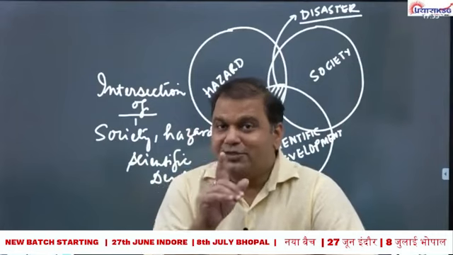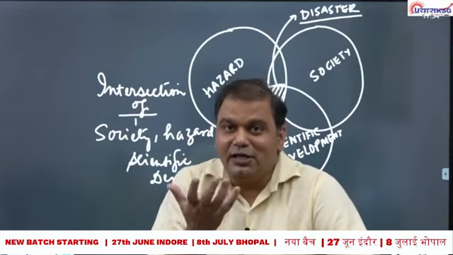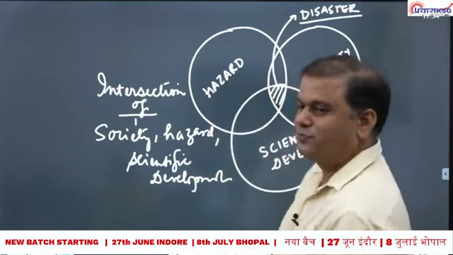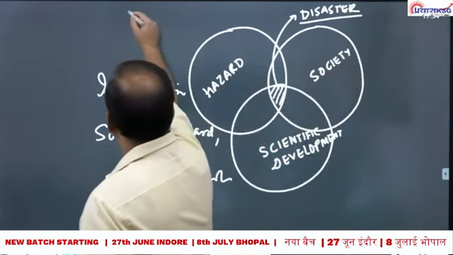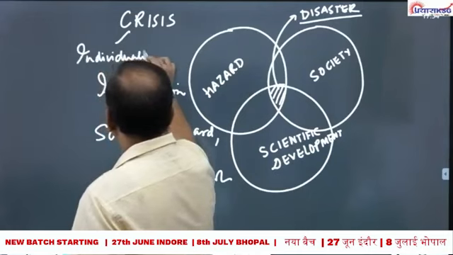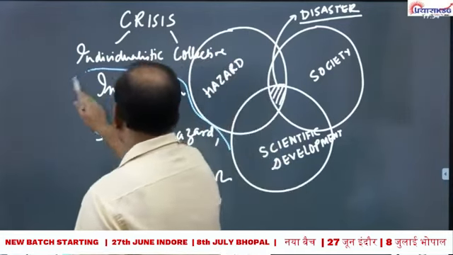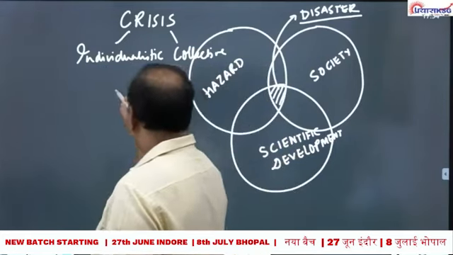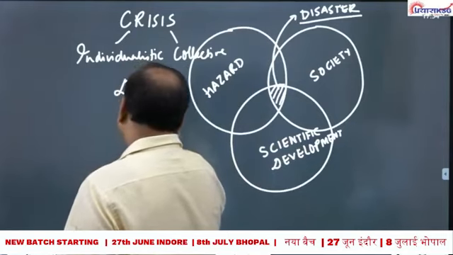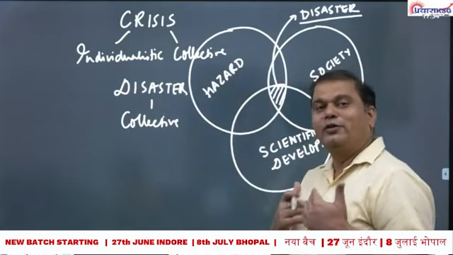Let's move forward. And we've discussed one more thing, and that is what? What is the distinction between a crisis and disaster? So crisis can be individualistic or collective in nature, but disasters are always collective in nature. Write down. Crisis can be individualistic or collective in nature. But disasters are always collective in nature. Clear?